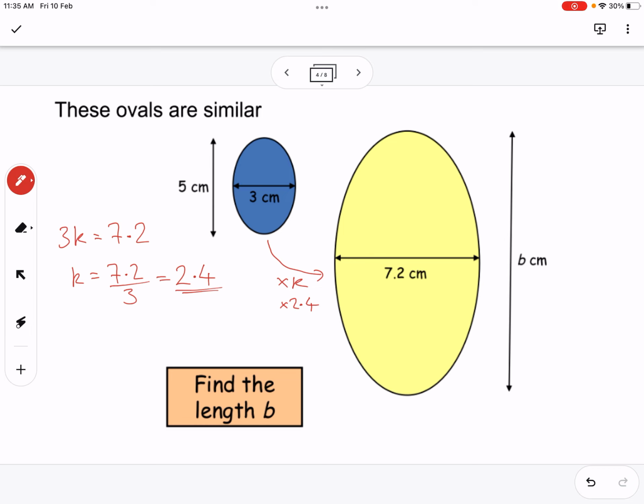So let's have a go at doing that. We're going to say that B is going to be equal to 5 times the scale factor that we just found, which was 2.4. And that then gives me 12 centimetres. So I know that the height of that yellow oval was 12 centimetres.